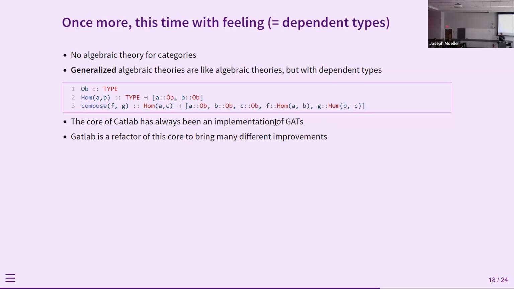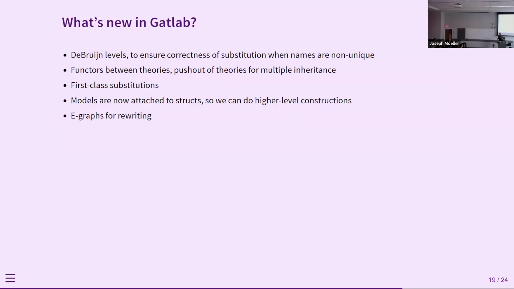The core of Gatlab has been around since like 2018, and has always been an implementation of GATs. This was one of the first things written in Gatlab. But there's been some things that have stopped GATs from reaching their true potential. So Gatlab is a refactor which started this spring to rethink the ways that we use GATs in Gatlab and really do some really powerful generic computer algebra. So what's new in Gatlab?